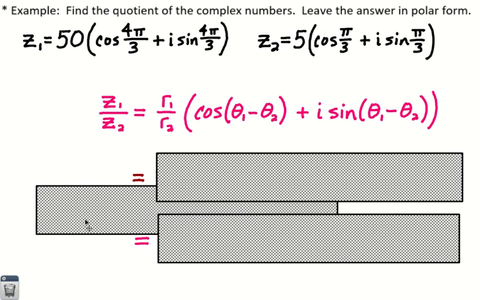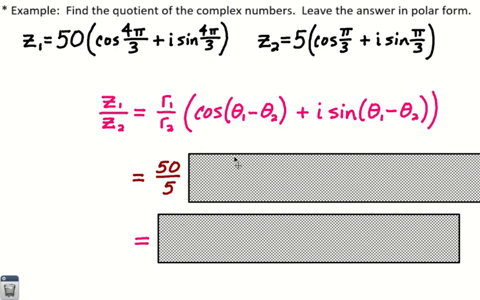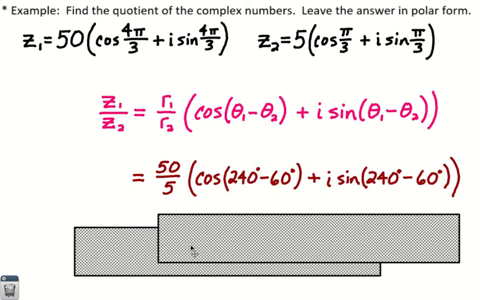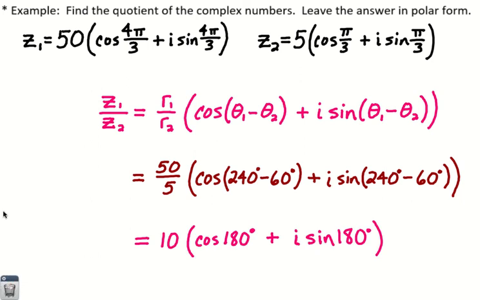Now, again, all we got to do is divide the first radius by the second radius, and then take the first angle, which is 4 pi over 3, minus the second angle. Now I wonder if I made it a point to change the radian measures to degrees. Yes, I did. And you probably want that also. And you might have thought to do that also. The only thing left to do is, what is 50 divided by 5? What is 240 minus 60? Boom, done.